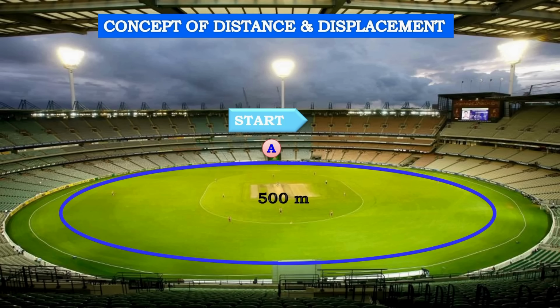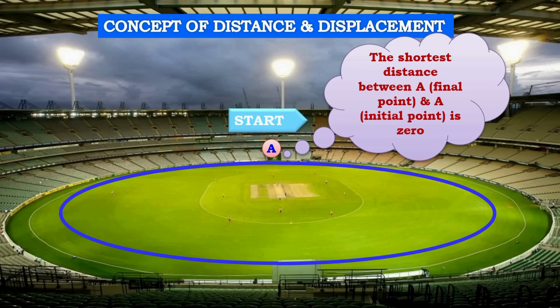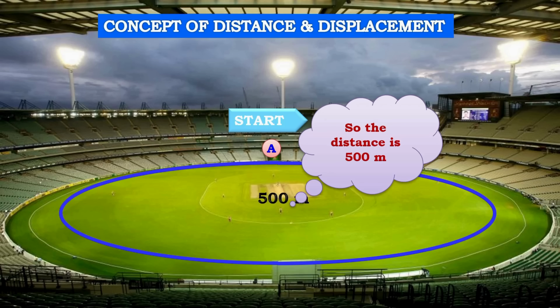Distance. Look at the path covered by the athlete. The athlete runs 500 meters along the track. This entire curved path is the actual path traveled. The distance covered by the athlete is 500 meters because distance depends on the total path covered, not on direction or starting and ending point.